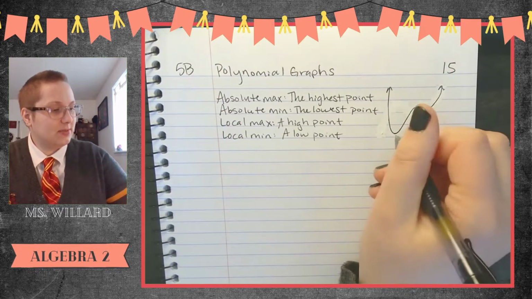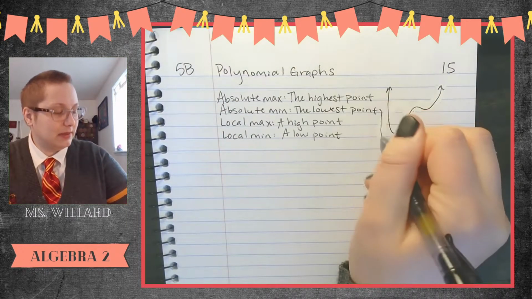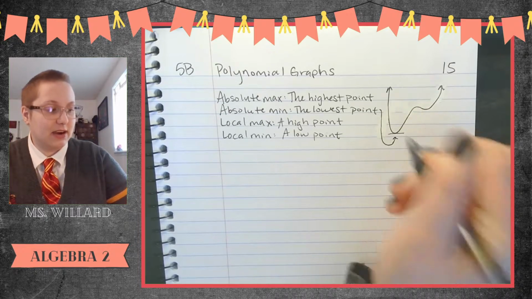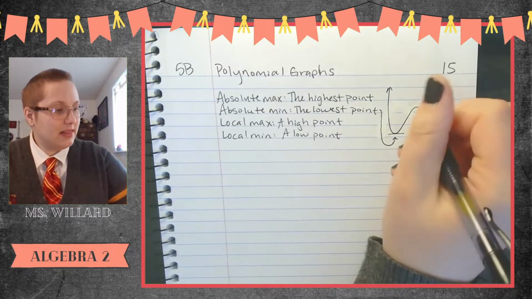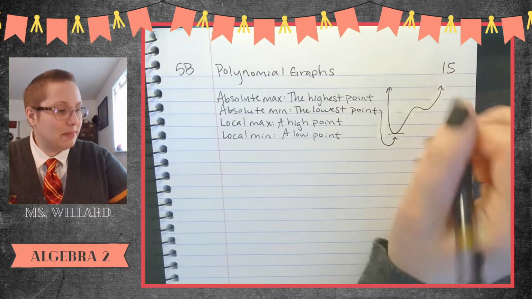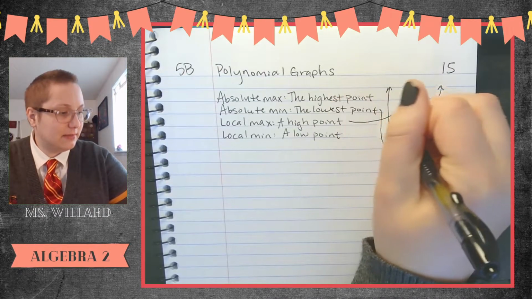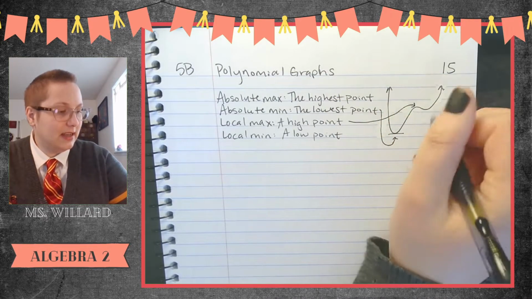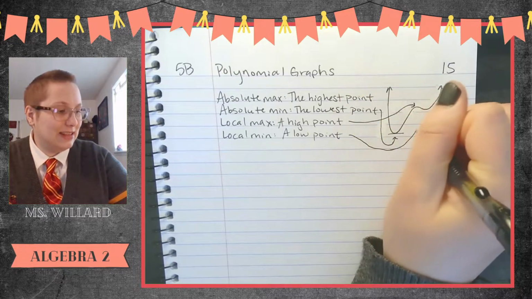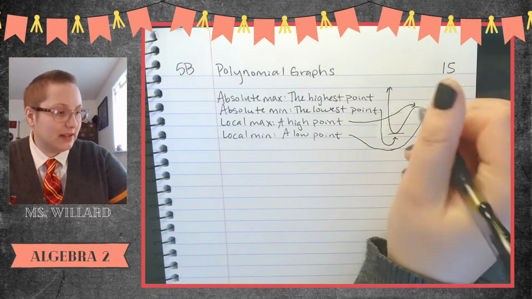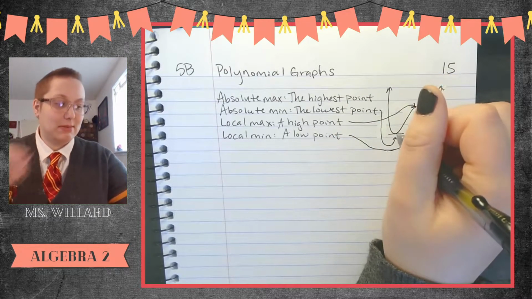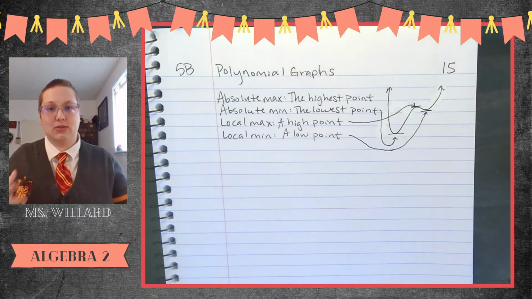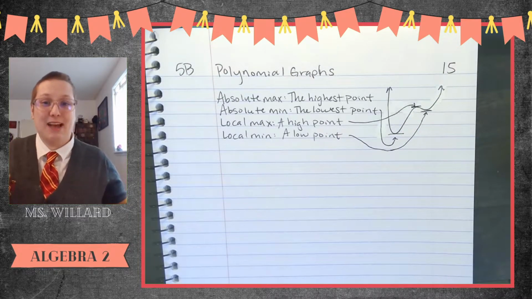Okay, so this one right here, this is the absolute minimum. It is the lowest point in the entire graph. This one is a little hill. It's a little bump. It is a local maximum, but it's not the highest point. And then this one is a low point, but it's not the lowest point. So that's an absolute minimum, a local maximum, and a local minimum. That doesn't have an absolute max.